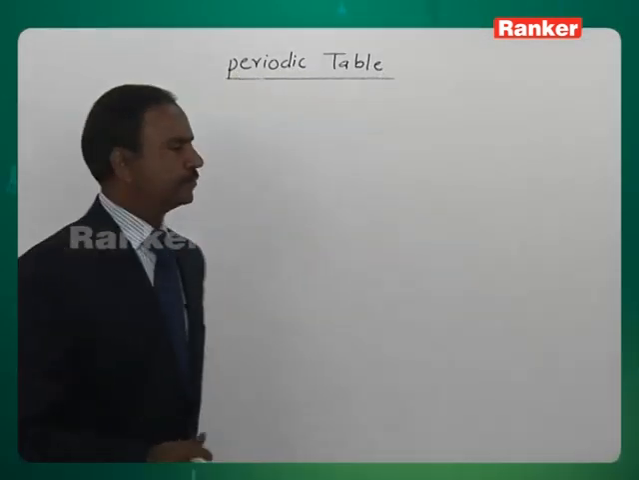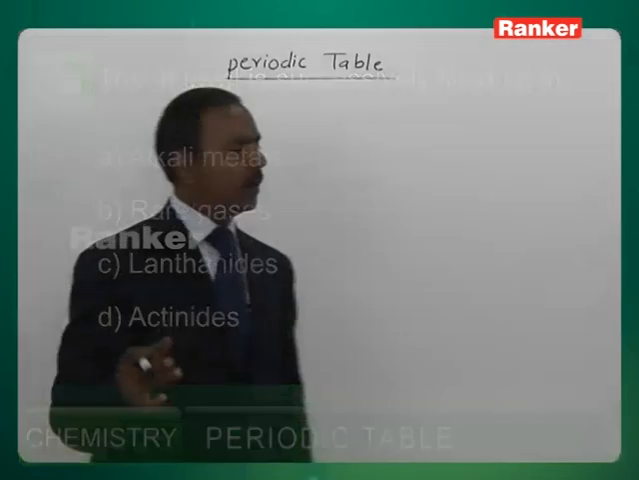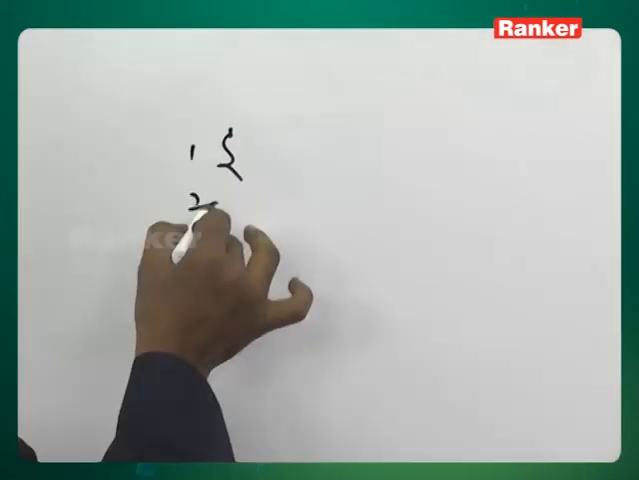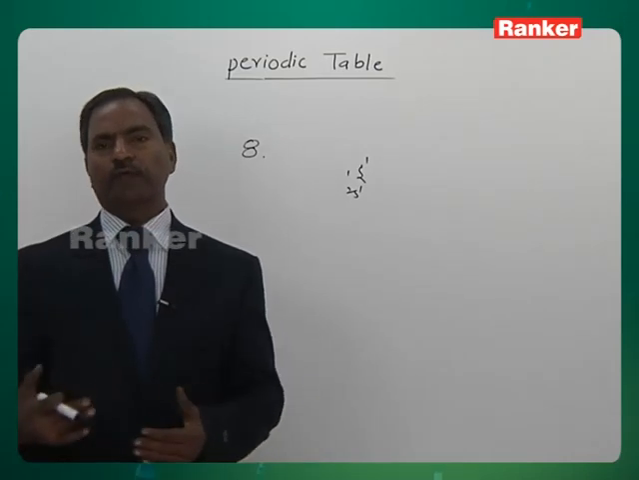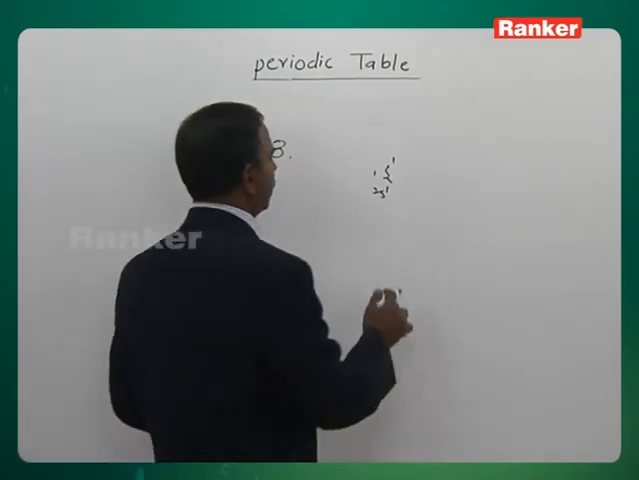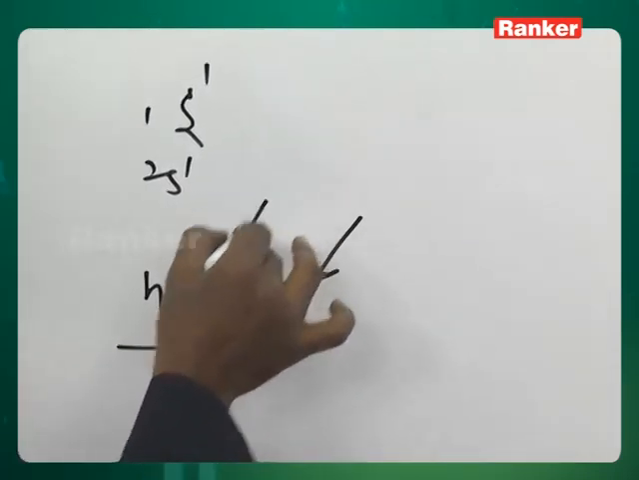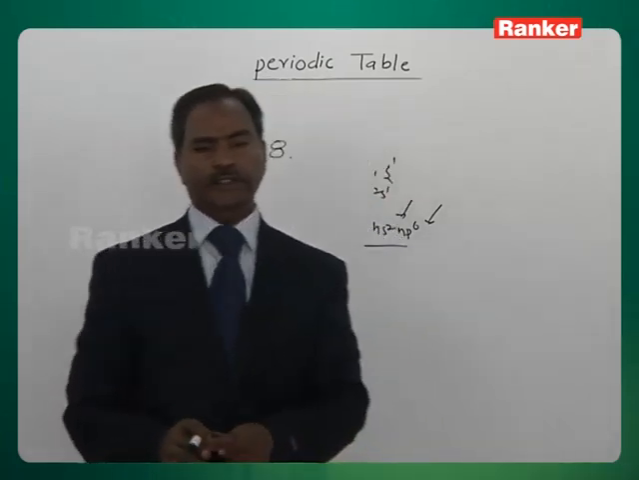Look here, question number 8. The 4f level is successively filled up in A, alkali metals, B, rare gases, C, lanthanides, D, actinides. In alkali metals, generally the s orbital is gradually filling up. It may be 1s1, 2s1, like this s orbital. Coming to rare gases, actually the terminal group, that is the 18th vertical column, the configuration is ns2 np6. The electrons enter into the s and p orbitals in the case of rare gases.